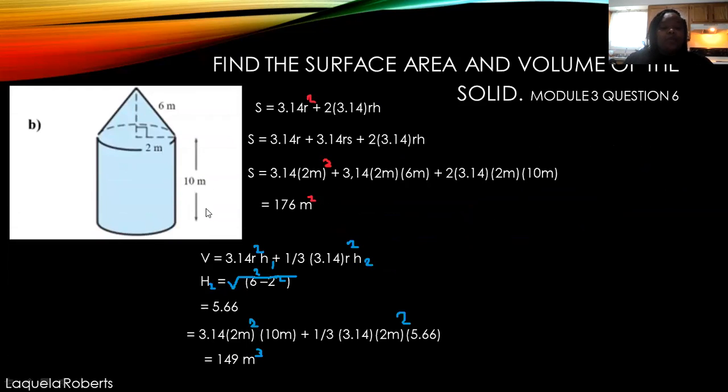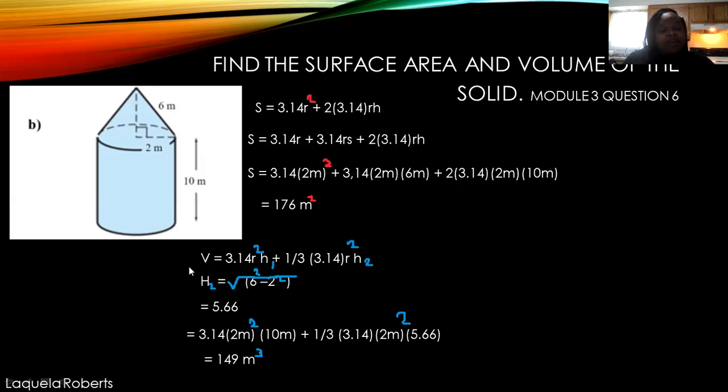And part B, we'll do the same, which is pi r squared plus pi r s plus 2 times pi rh. So we got the surface equals pi times 2 squared plus pi times 2 times 6 plus 2 times pi times 2 times 10, which gives us 176 meters squared. I know that's a lot, guys, but hey, you can do it.